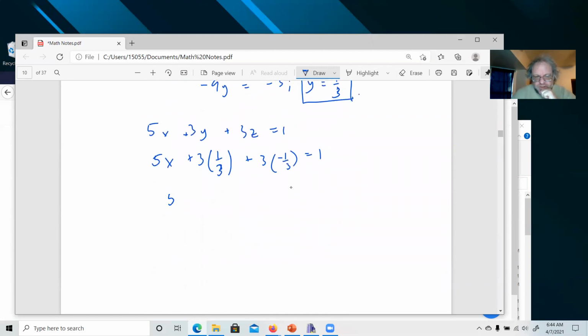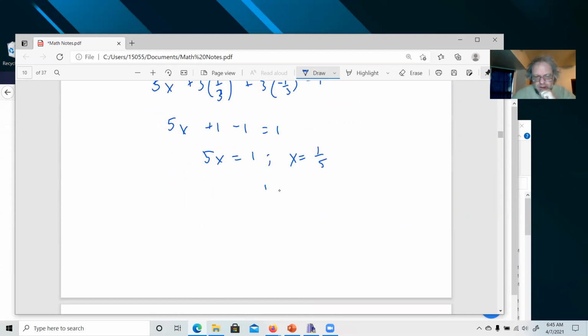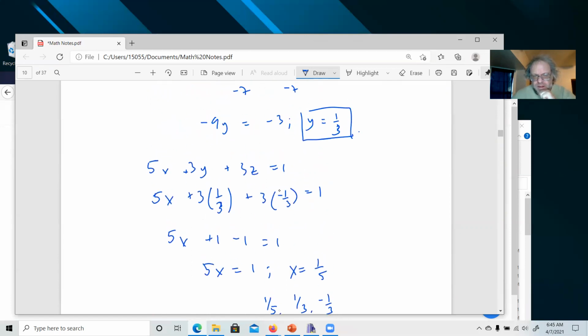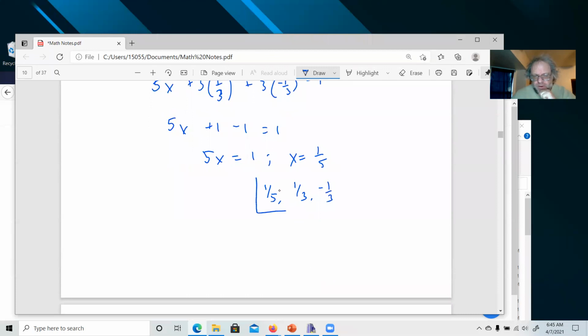So this is 5x plus 1 minus 1 equals 1. 5x equals 1. x is equal to a fifth. Okay. So 1/5, negative 1/3, right? Yep. And those are my solutions to this particular system. Okay.